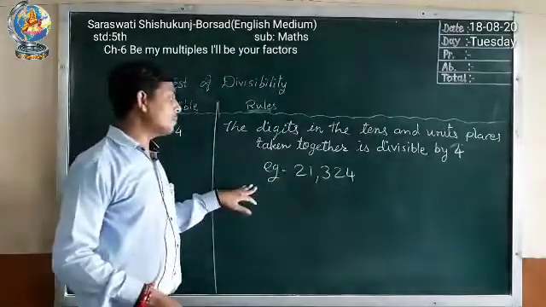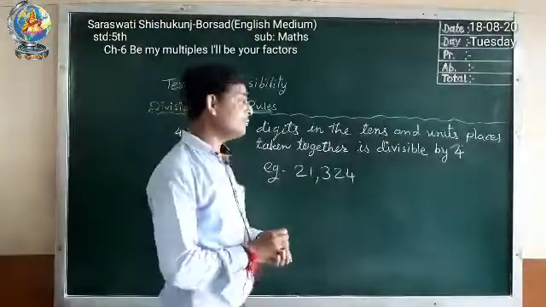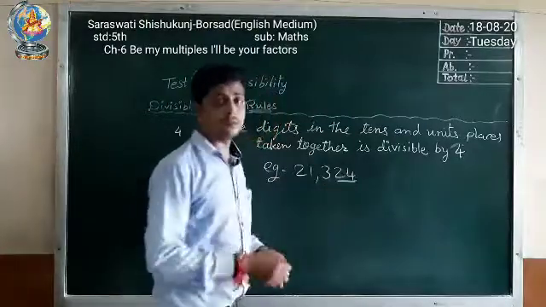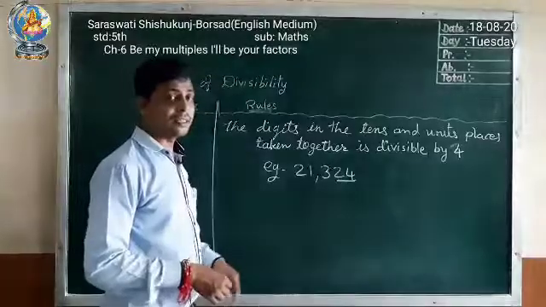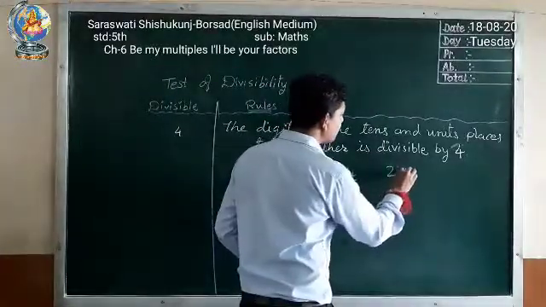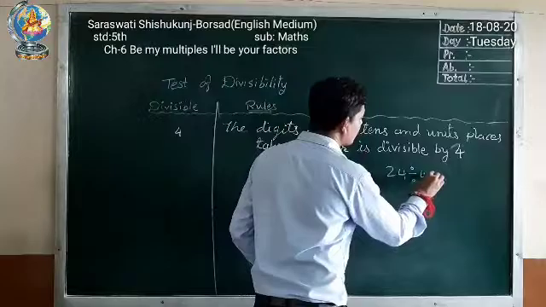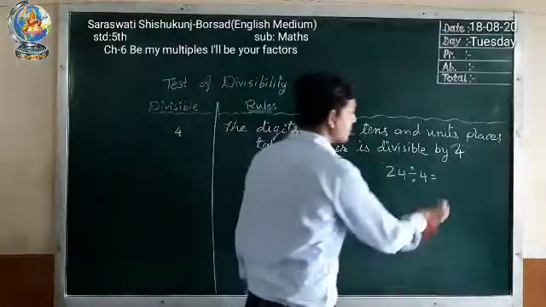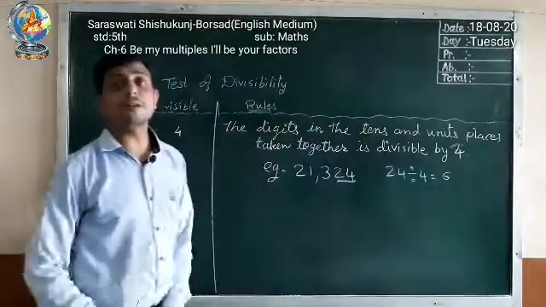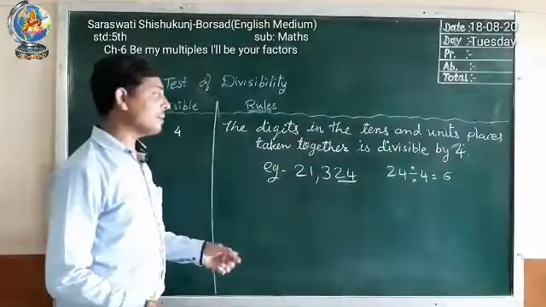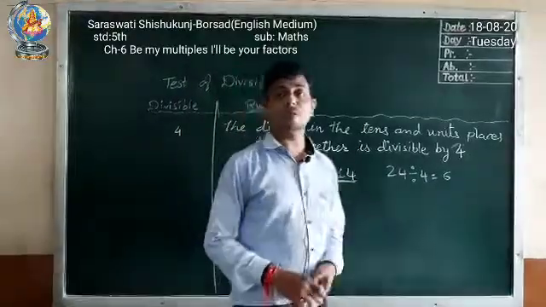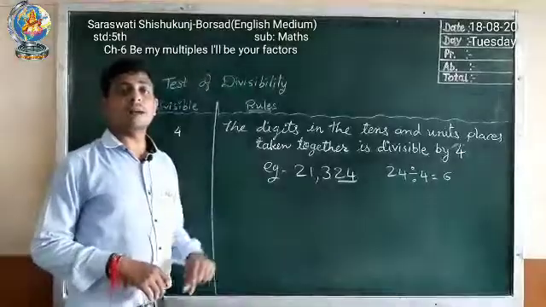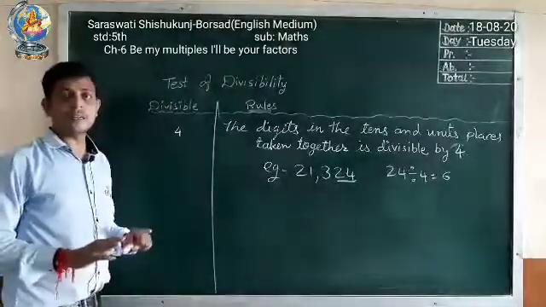Suppose I write the number 21,324. Now you can see we have to take the last two digits, the tens place and unit place, together and divide that number by 4. 24 divided by 4 gives 6, so here we get remainder 0. Whenever we take the last two digits and divide by 4 and get remainder 0, the number is divisible by 4. So we understand 4 now.